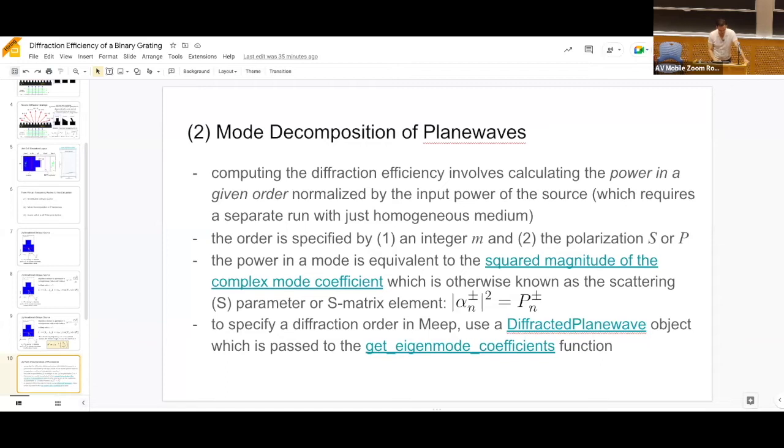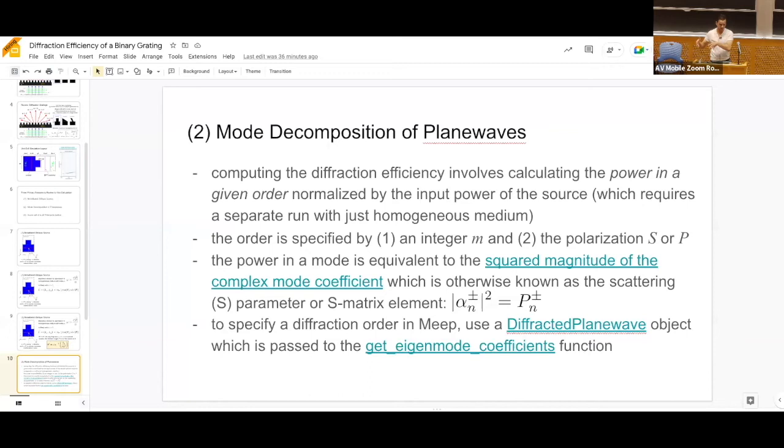As I mentioned, you need to specify what the diffracted order is. In this case, this is a set of 3 integers. For a 1D grating, it's just a single integer. You specify what the plane of incidence of your grating is, and then from that, you can specify the polarization, whether it's S or P: S for the case of the electric field being perpendicular to the plane of incidence, and P for the case of parallel.